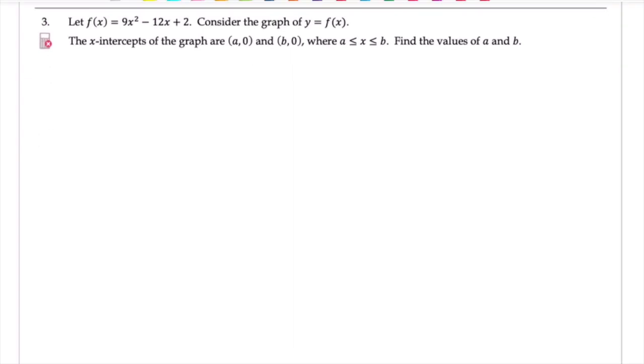Last one. All right, let's look at this question here. Let f of x equal 9x squared minus 12x plus 2. Consider the graph of y equals f of x. The x-intercepts of the graph are a comma 0 and b comma 0, where a is less than or equal to x, which is less than or equal to b. Find the value of a and b.